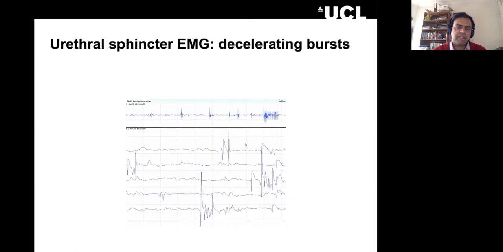So from the complex repetitive discharge, what you're hearing is a rapidly firing burst of a high frequency activity, which is increasing or decreasing its firing rate. So it's not typical myotonia because it's not just decreasing. And so this is sort of called a decelerating burst.